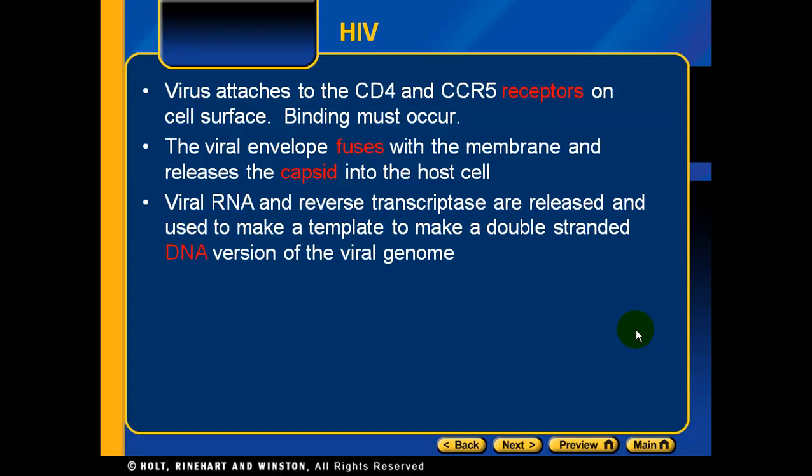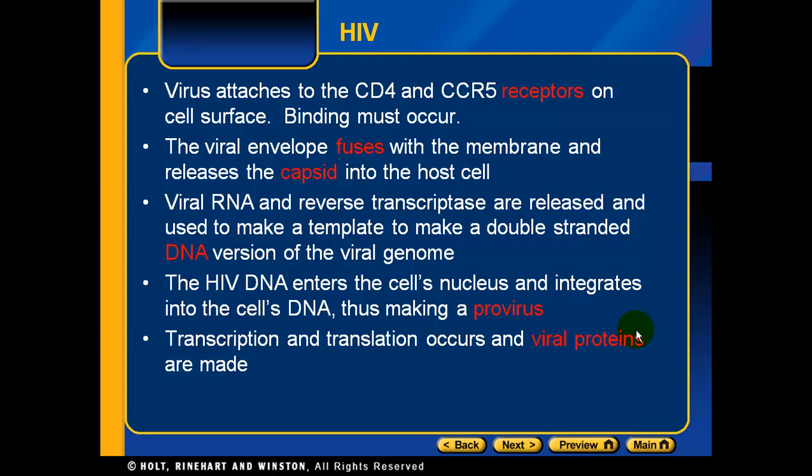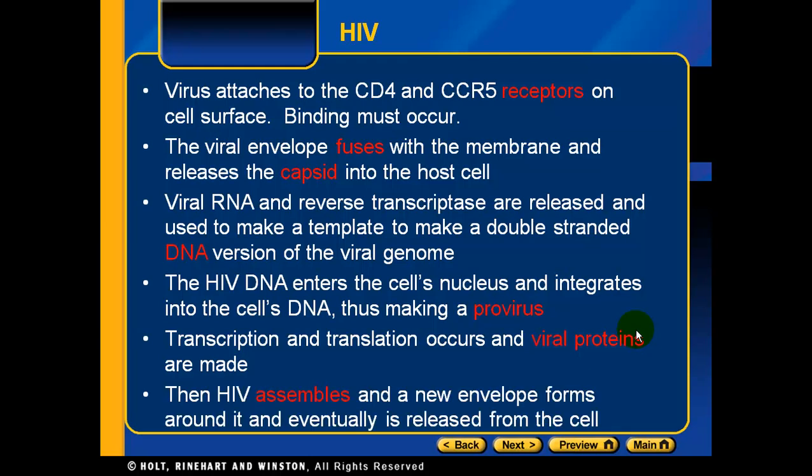Viral RNA and reverse transcriptase, which is that special enzyme, are released and used to make a template to make a DNA version of the viral genome. The HIV DNA enters the cell's nucleus and integrates into the cell's DNA, thus making a provirus. Transcription and translation occur, and basically what that means is we're making a protein, and viral proteins then are made. The HIV then assembles and a new envelope forms around it, and then it eventually is released from the cell.